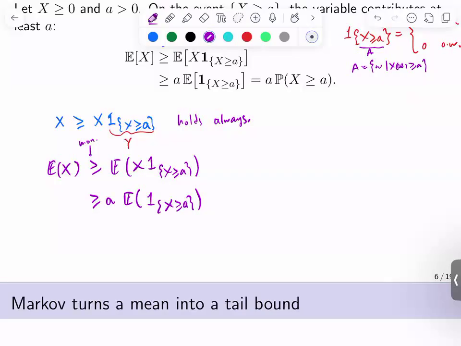This is an example of things that people do in advanced probability: they write these inequalities. Why is this true? This is really another instance of an inequality that holds always. If this is true, then I can take the expectation of both sides and I get that the expectation of this is less than the expectation of that. And then because A is constant, A comes out.